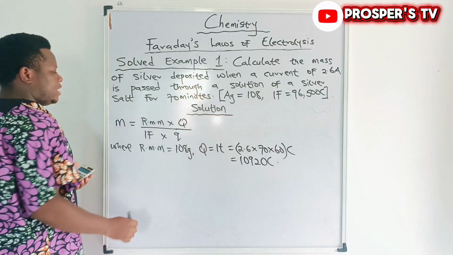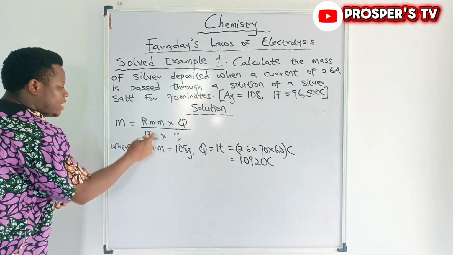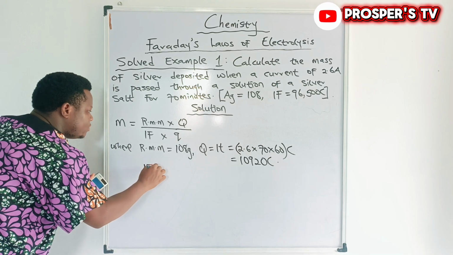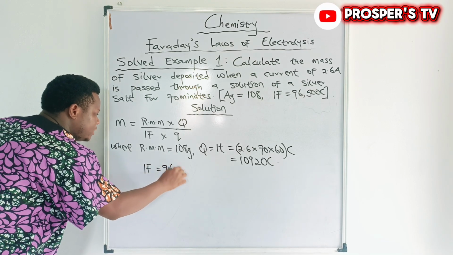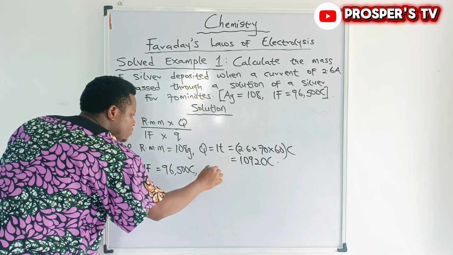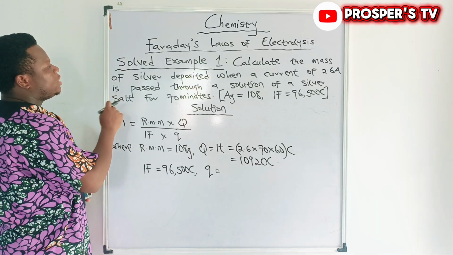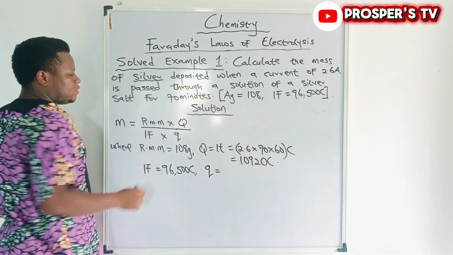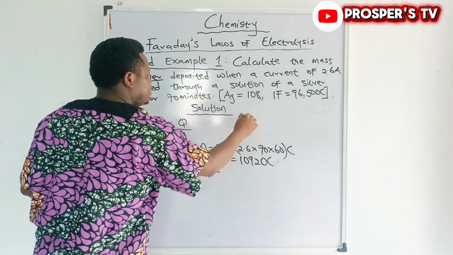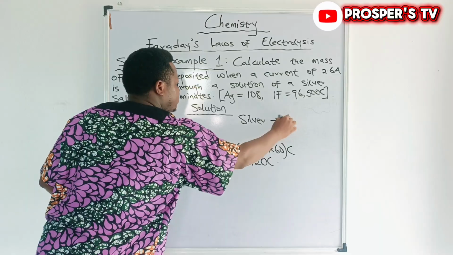Yes. What parameter do we need again? 1 farad, of course. You know 1 farad is equivalent to 96,500 coulomb. And then your small q would be equal to, we're talking about which element in the question? Silver. So in case you don't know, silver has a charge of +1.